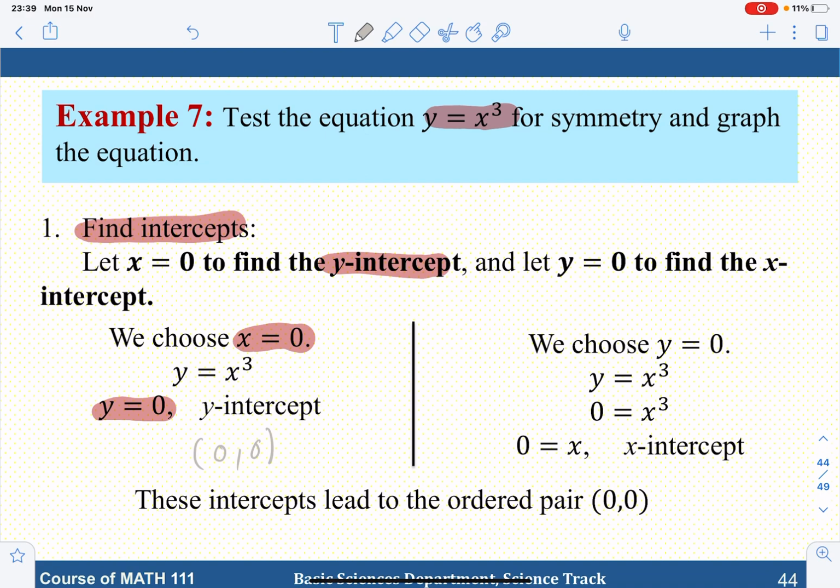Now to find the x-intercept, I will set y equals 0. So x to the power 3 equals 0, which means x equals 0. So the point again is the same thing, 0 and 0. So when I find the intercepts, for the y-intercept and x-intercept, I get the same point, which is 0 and 0.